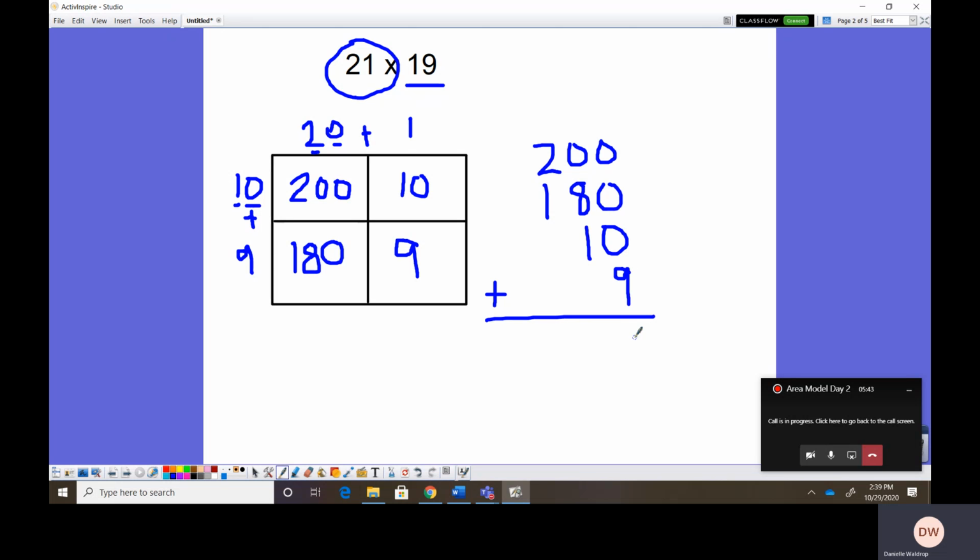So in the ones, 0 plus 9 is 9. 8 plus 1 is 9. 2 plus 1 is 3. So you get a product of 399.